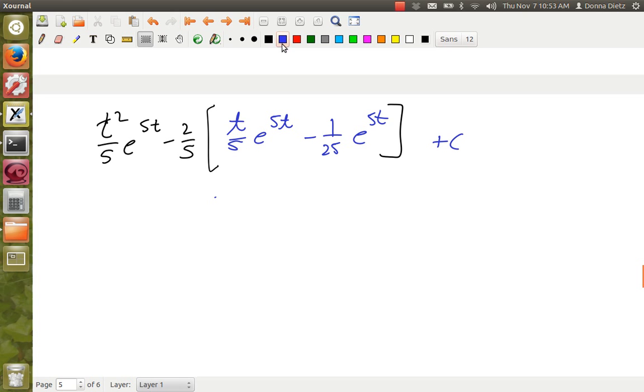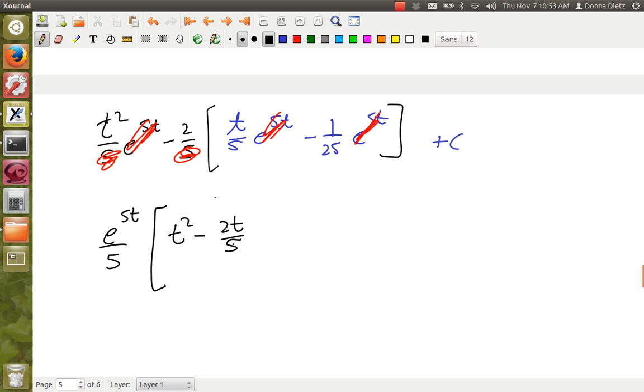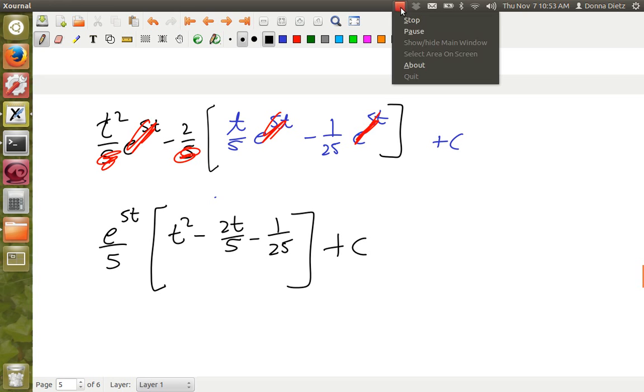Oh yeah, I know. In class I finished this. Okay, so I'm going to pull out e to the 5t and divide by 5 out of everybody. So I'm going to get rid of this guy, and this guy, and this guy, and this guy, and that guy. So then what I'm left with is t squared minus 2t over 5 minus 1 over 25. There we go. That's it. Hopefully that's right.